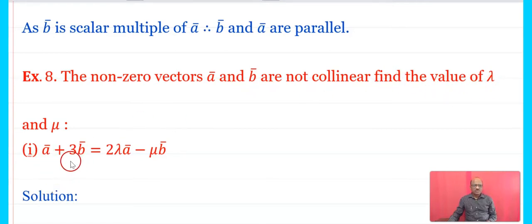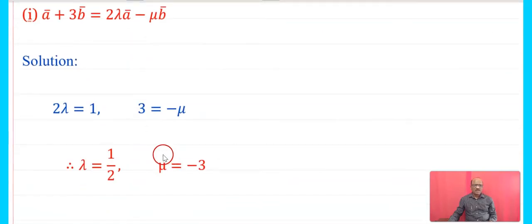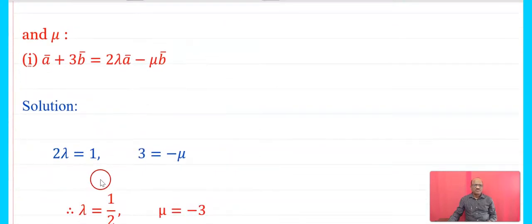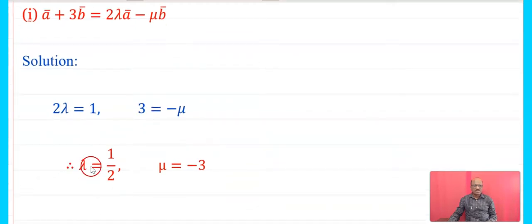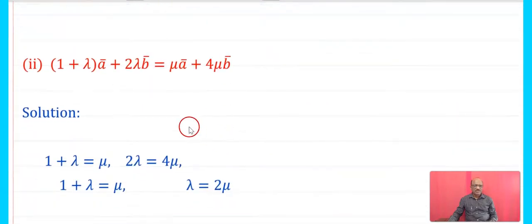a bar minus 3b bar is equal to 2 lambda a bar minus mu b bar. And if we equate this, then what you will get is 2 lambda is equal to 1, and next minus mu is equal to 3, and hence lambda is equal to 1 upon 2 and mu is equal to minus 3.